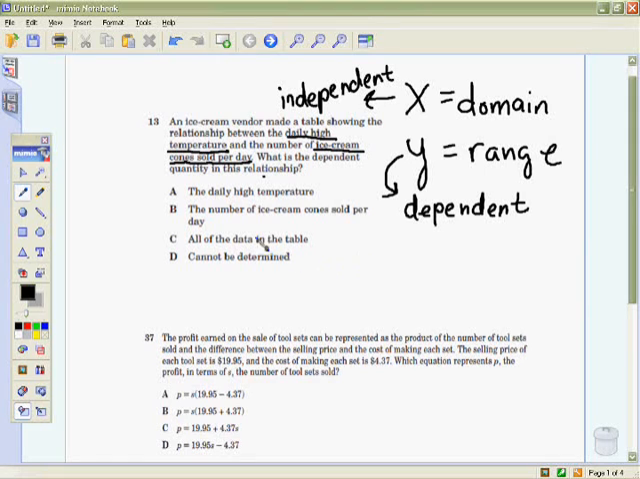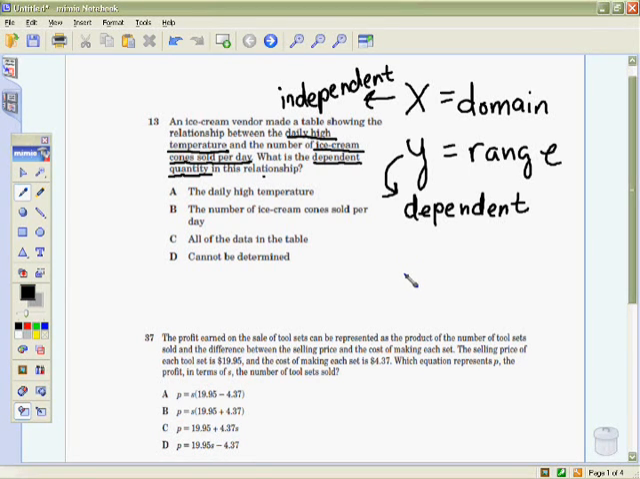So let's look at our answer choices. If we're looking for the dependent quantity in the relationship, A says the daily high temperature. So does the daily high temperature depend on how many ice cream cones are sold? B, the number of ice cream cones sold per day. Does the number of ice cream cones sold per day depend on the temperature? C, all of the data in the table, and D, cannot be determined.